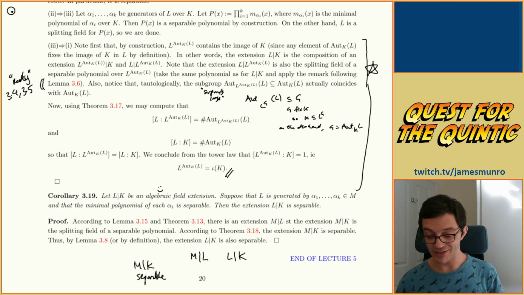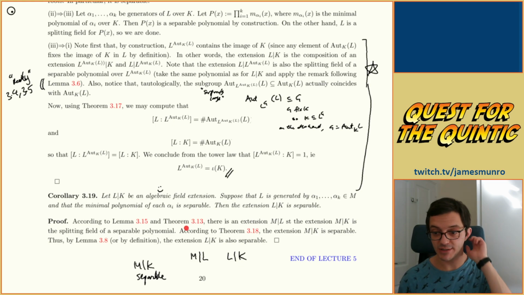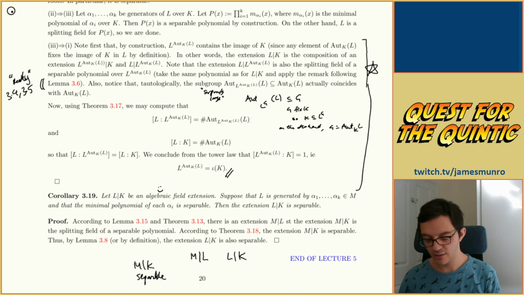313 says that splitting fields exist. So I could go up to a splitting field. You could go up to M over L such that M over K is a splitting field of a separable polynomial, because it just exists. Just go for it. Find me the minimal polynomials of those things and go and split them all. Go up to M. What does 315 have to do with that? 315 is about the maps. I'm counting them, right? So then this one here says 318.